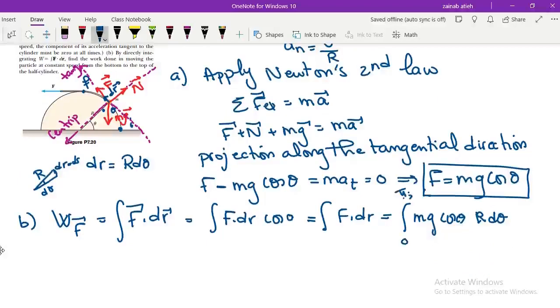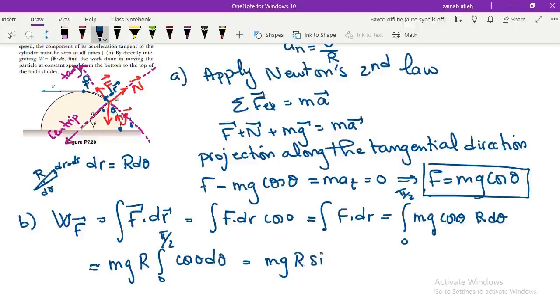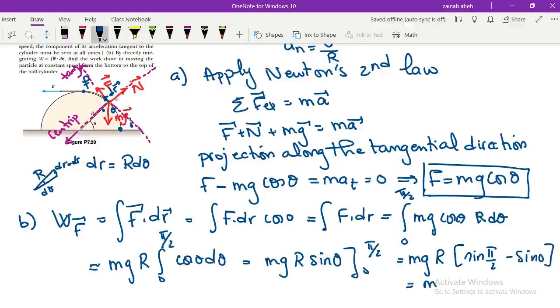Don't forget the boundaries. It's equal to, as I have said, mgr are constants, integral from 0 till pi over 2 of cosine theta d theta. It's equal to mgr times the integral of cosine theta, which is sine theta, from 0 till pi over 2, so it's mgr times sine pi over 2 minus sine 0. Sine 0 is 0 and sine pi over 2 is 1, so it's mgr. And this is the answer.